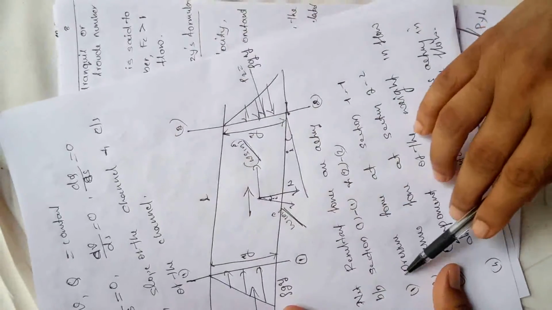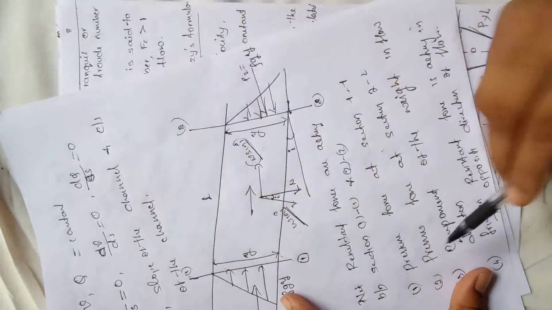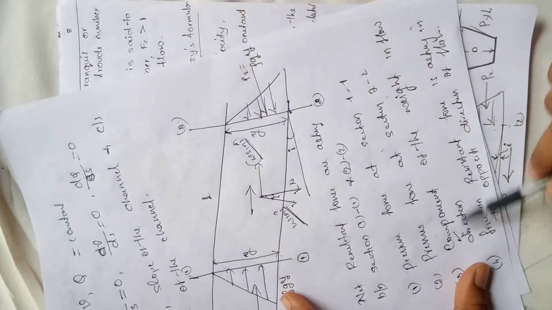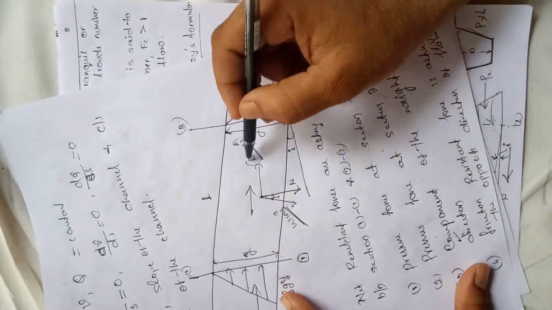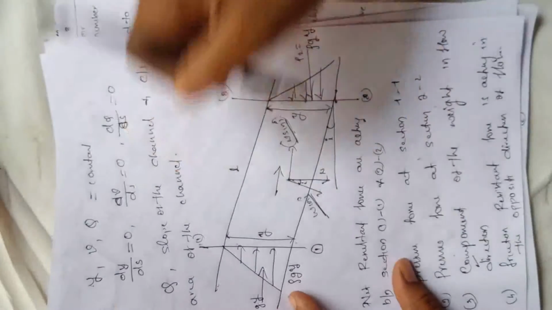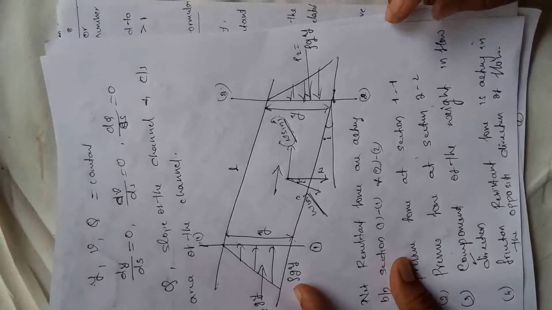The first force is the pressure force at section 1 and second, the pressure force at section 2, and the component of the weight in flow direction. This is the component of the weight, W sin i, in the flow direction. Next, the fourth one is the frictional resistance force acting in the opposite direction of flow.